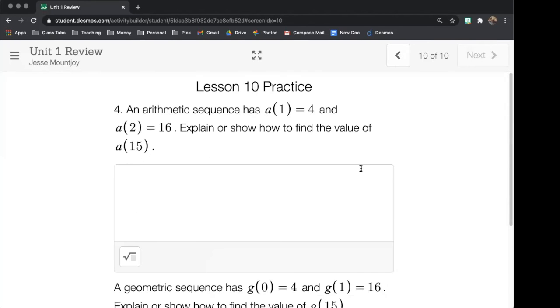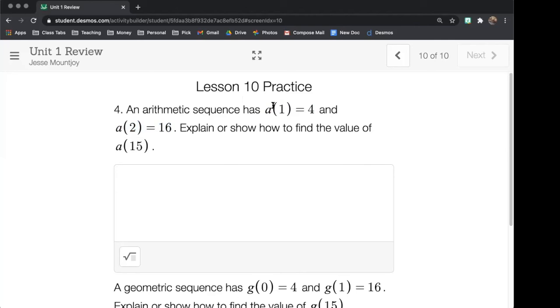All right, final one. Now I have an arithmetic sequence. It starts at a of 1 equals 4, and then it goes to a of 2 equals 16. So how would I find the value of a of 15?